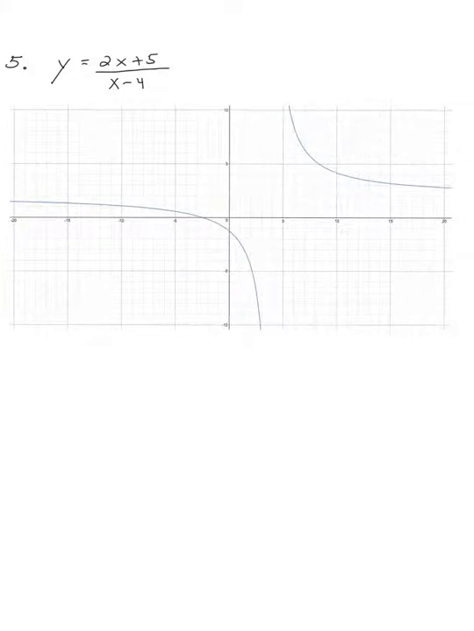All right, same idea here. I'm looking for horizontal asymptote, vertical asymptote, an x-intercept, and a y-intercept.